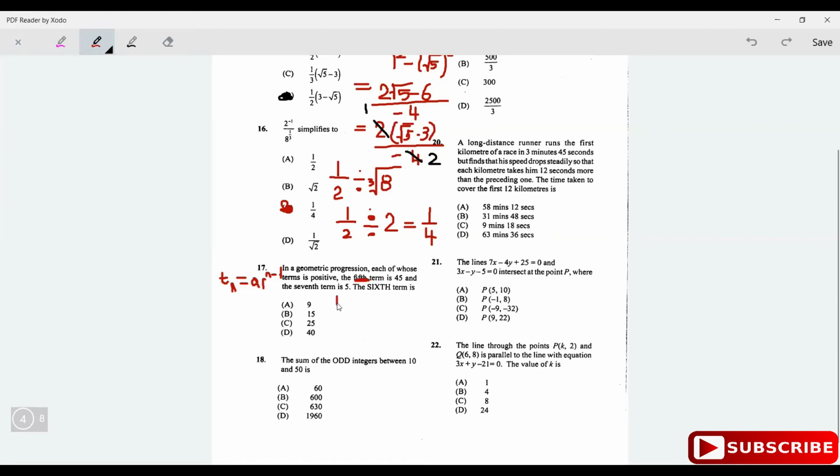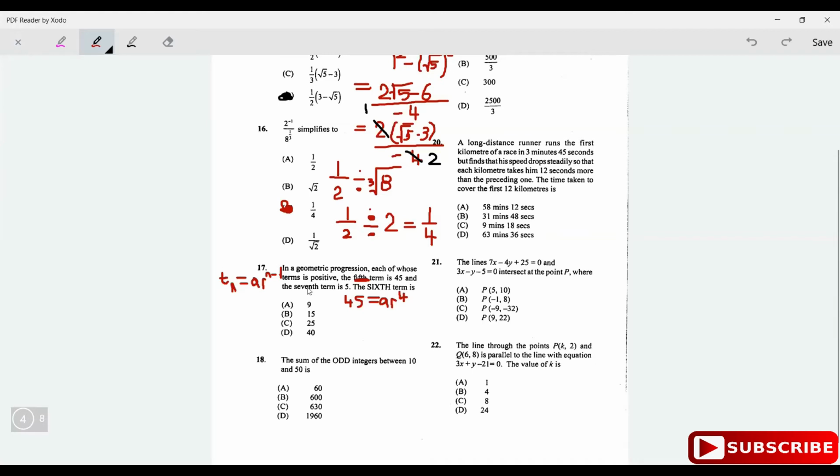And if n is 5, then that means we get T5, and they tell us T5 is 45. And so that means that 45 is equal to the first term, a, which we don't know, times r, which is a common ratio, to the n minus 1. 5 minus 1 is 4. All right? And so this is the 5th term.